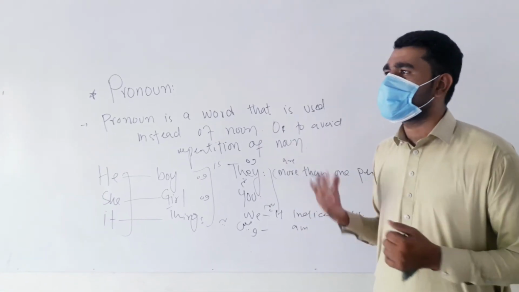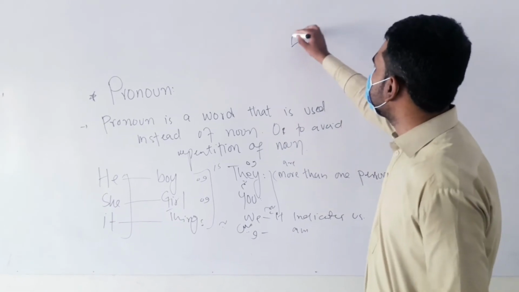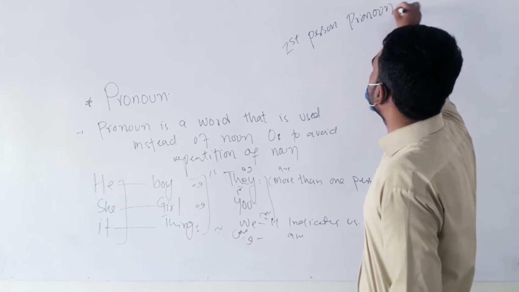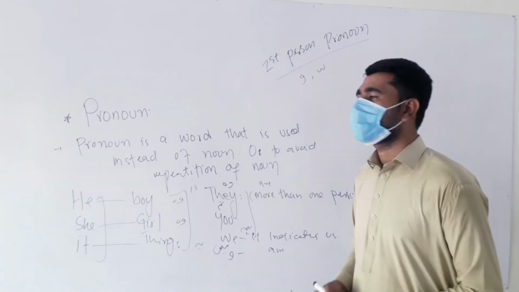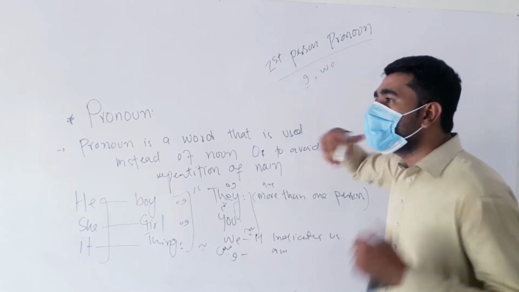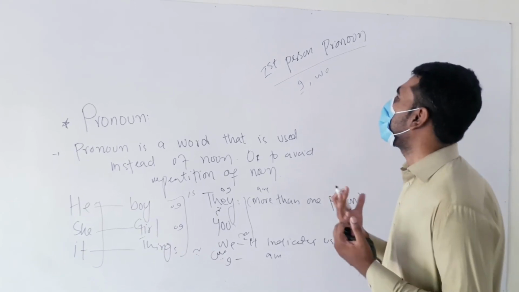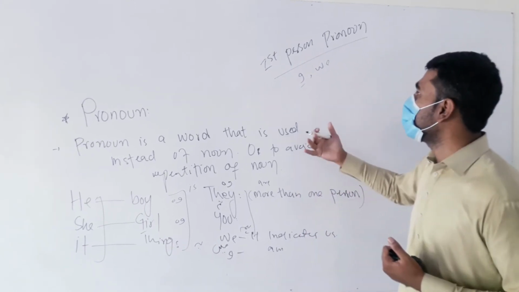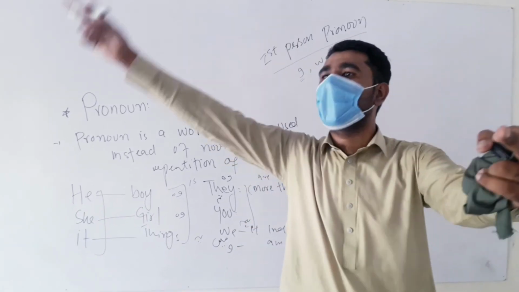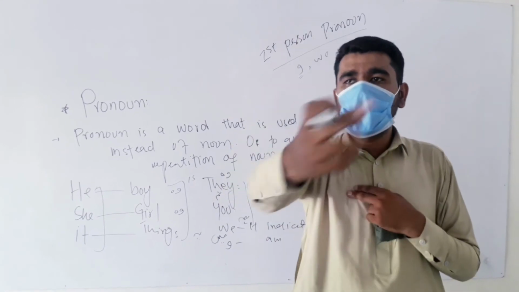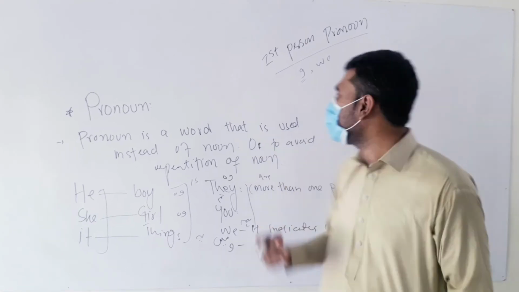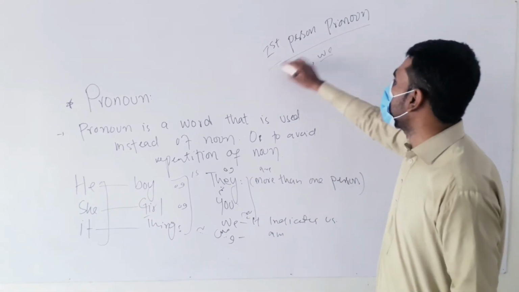In it we have first person, second person, and third person. So the first person pronouns are I and we. You might be confused about what first person pronoun means. First person pronoun I. For example, I am talking to you about him. I am talking to you. Or we are talking to you. The person who is speaking is known as I or we, and that is known as the first person pronoun.